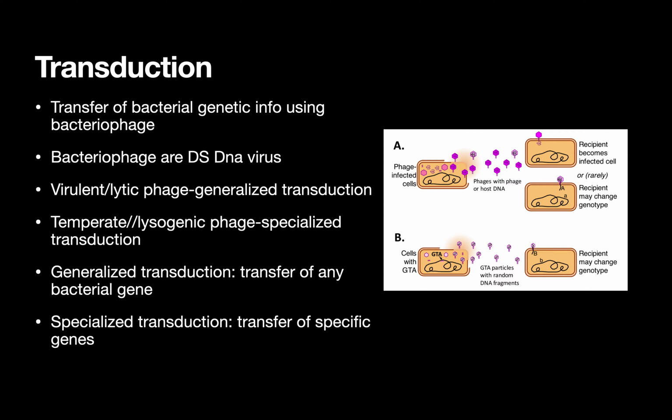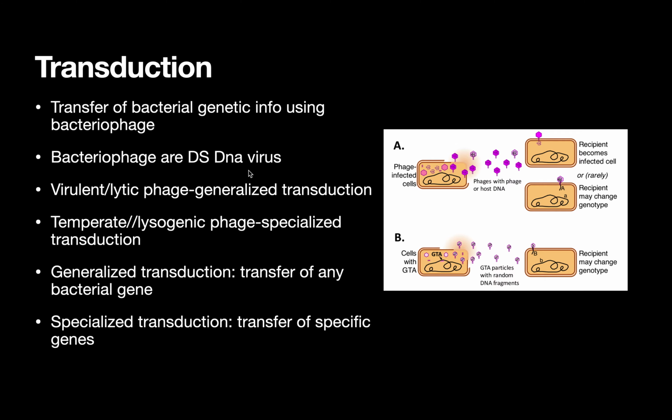So why are exogenous genes important? Because the exotoxins are going to cause inflammation. It's going to cause the cytokine activation, stuff like that. So in transduction, there's going to be a transfer of bacterial gene information using the bacterial phage. So this needs the virus.